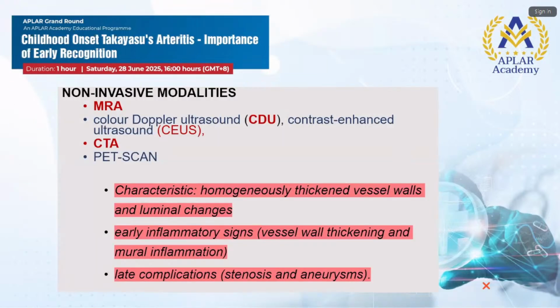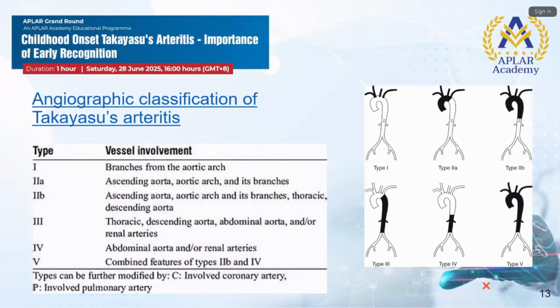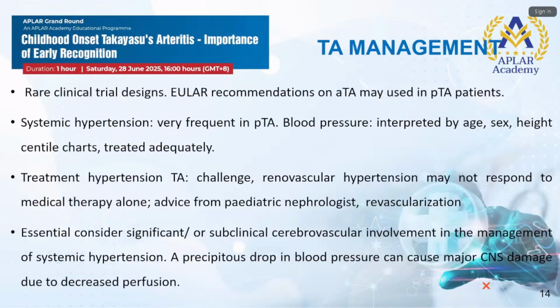And we can see the characteristics of homogeneous thickened vessel wall and luminal changes. Also, the late complications with stenosis and aneurysm. There are five types of angiographic classification of Takayasu arteritis. How about the management?